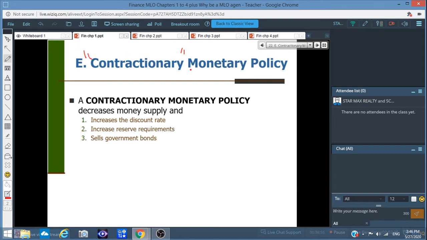Contractionary monetary policy. Okay, so they contract,缩小了。Okay,怎么去缩小?Okay. Increase the discount rate. Right,利息涨高了。Right,没人去借款了。Right,少了这个钱。Increase reserve requirement. Right,它20到30。Okay,本来是80。Right,现在它只有这40。Okay,也低下来了。And then they sell government bonds.